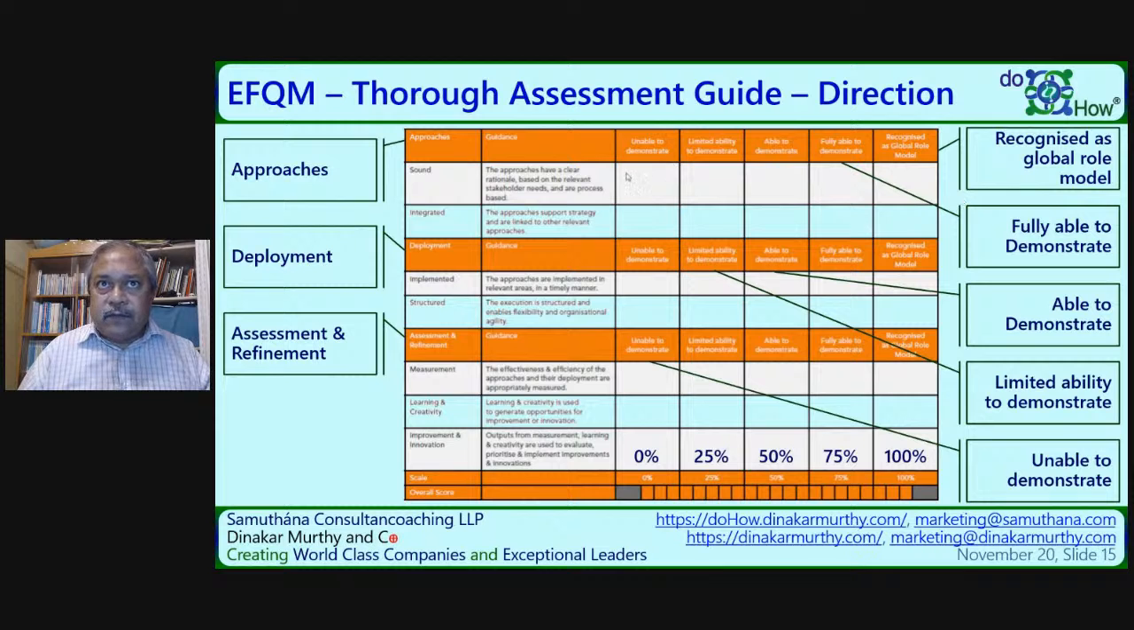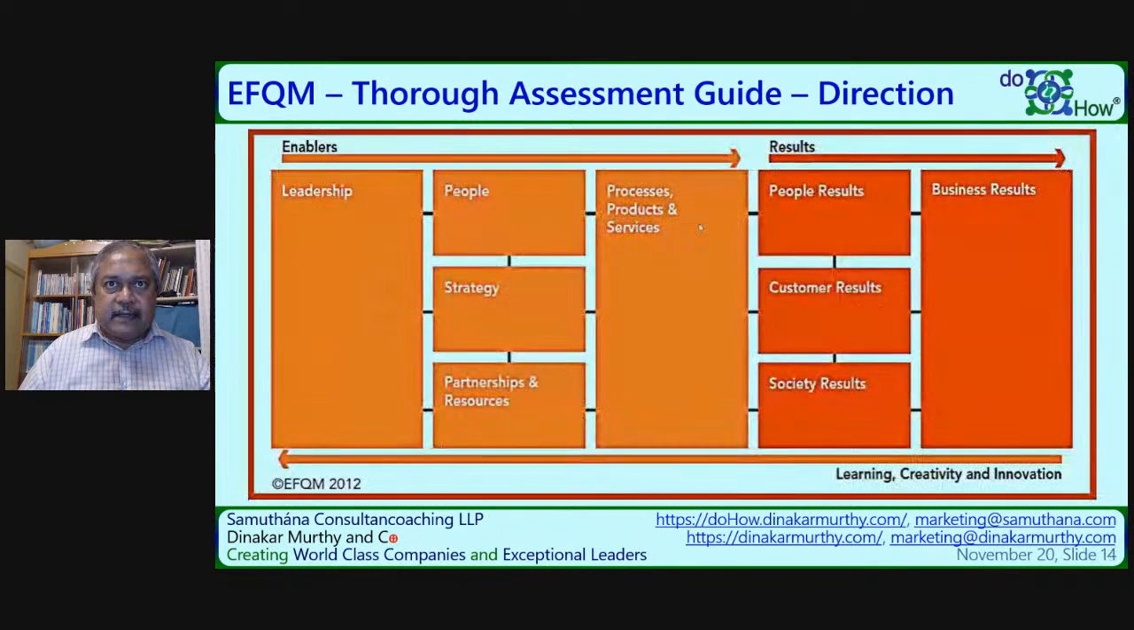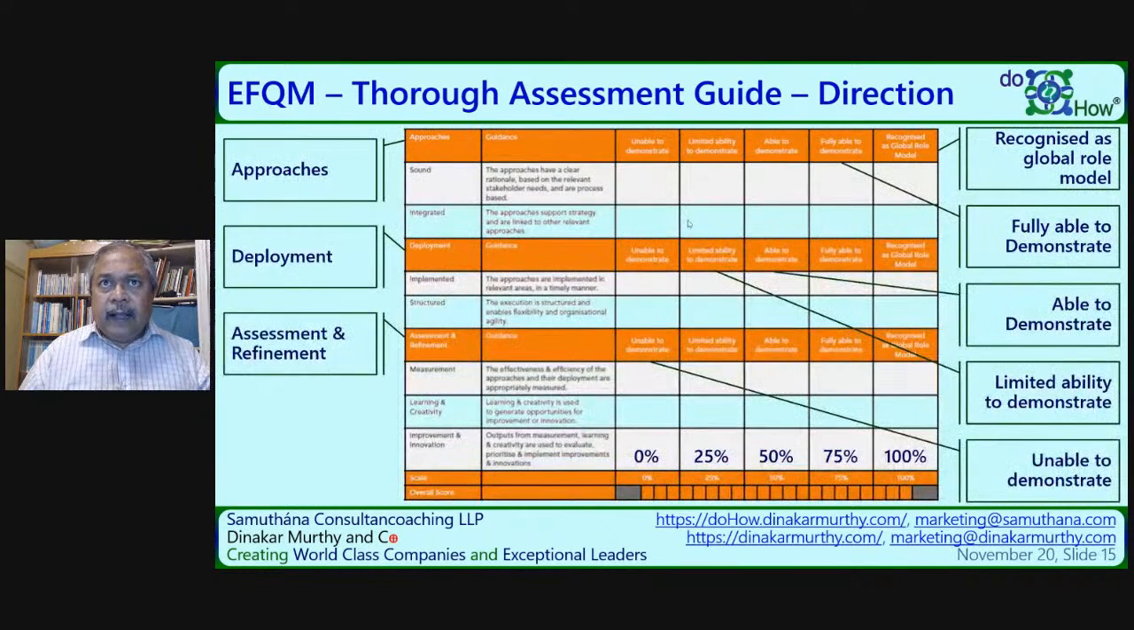And in terms of the scale, it will be the same for enablers and for results. Like I said, assessment is done for enablers and assessment is done for results. The first level is unable to demonstrate, at the bottom here. The second would be limited ability to demonstrate, then able to demonstrate, fully able to demonstrate, and recognized as a global role model.